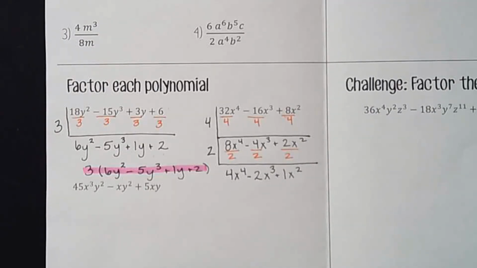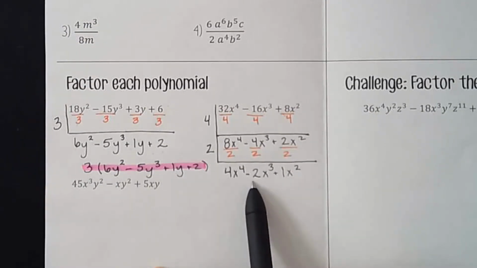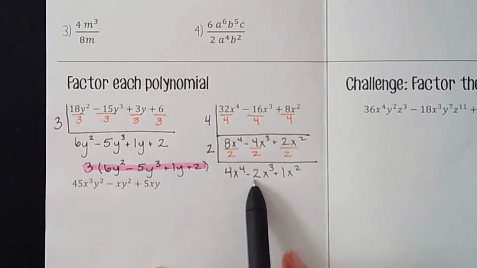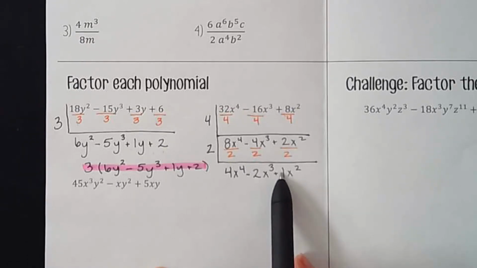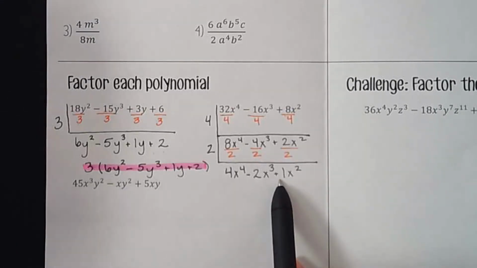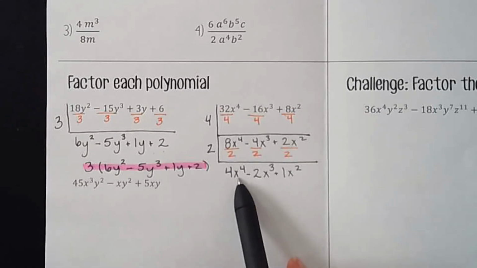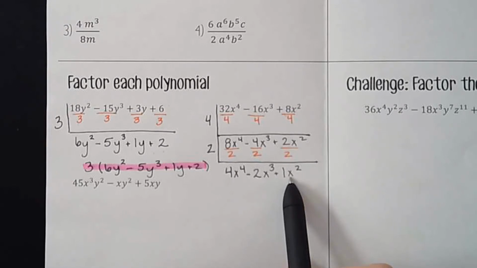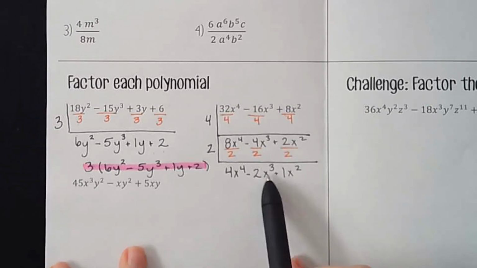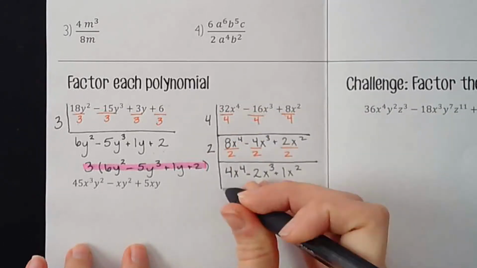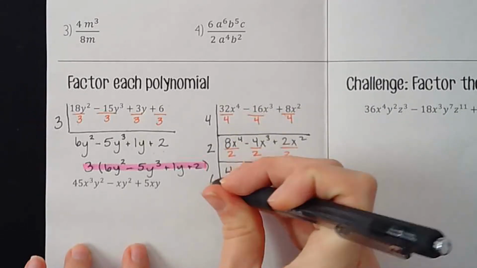So now I'm going to check again. Is there anything else I can divide all of these terms by? If I look at my coefficients, I have a 4, a negative 2, and a 1. Well, the only thing I can divide 1 by is 1. So I know I've factored my coefficients completely. Now if I look at my variables, I have an x to the 4th, an x to the 3rd, and an x squared here. I can divide all of these terms by x squared. So that's what I'm going to factor out next.